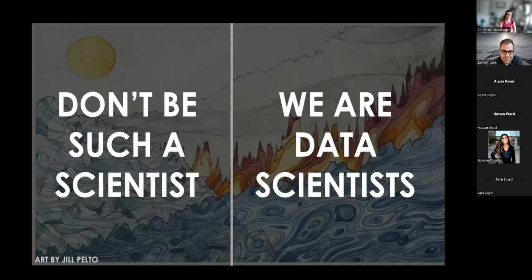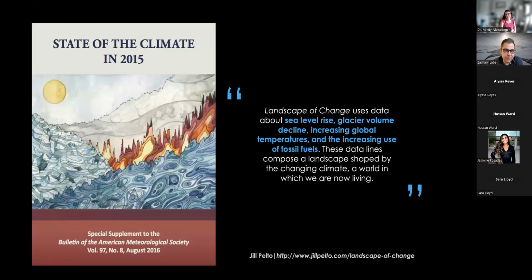So, in addition to that example of how we can use data to talk about climate change, I also wanted to show another one of my favorite examples, which was the cover of a magazine in the field of weather, which essentially took real climate data. And this is an artist, Jill Pelto, and she took the real data and used her expertise in watercolor paints to create this image on the left-hand side, which is actually visualizing data over time to show different climate variables, things like changes in sea level and loss of glacier ice.